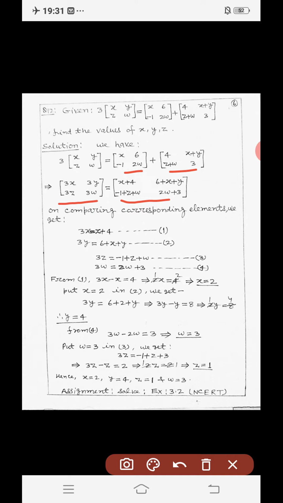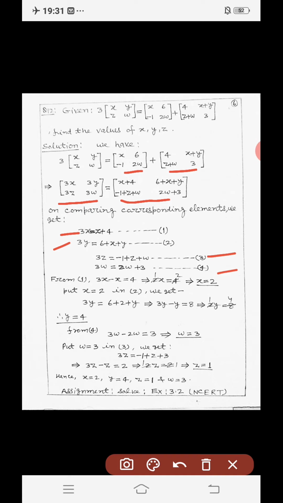On comparing corresponding elements, we get 3x equal to x plus 4, this is first equation. 3y equal to 6 plus x plus y, second equation. 3z is equal to -1 plus z plus w, third equation. 3w equal to 2w plus 3, this is fourth equation.